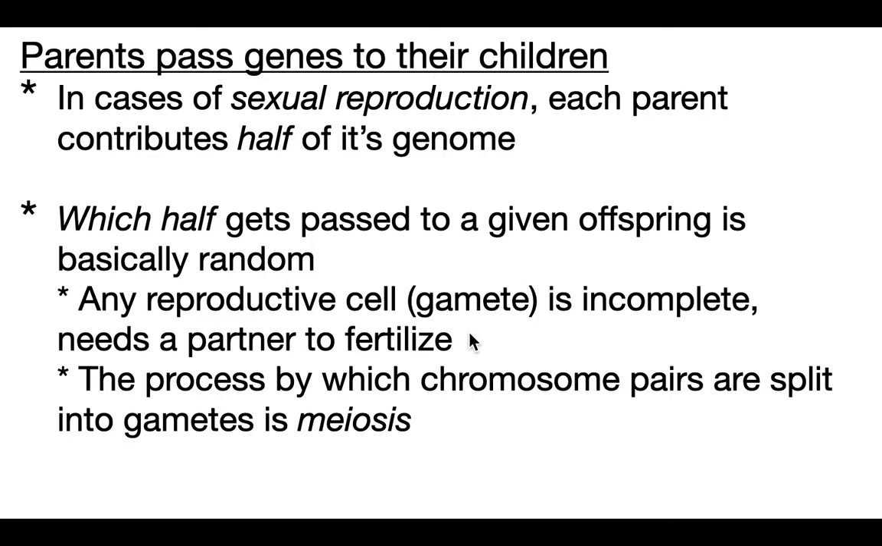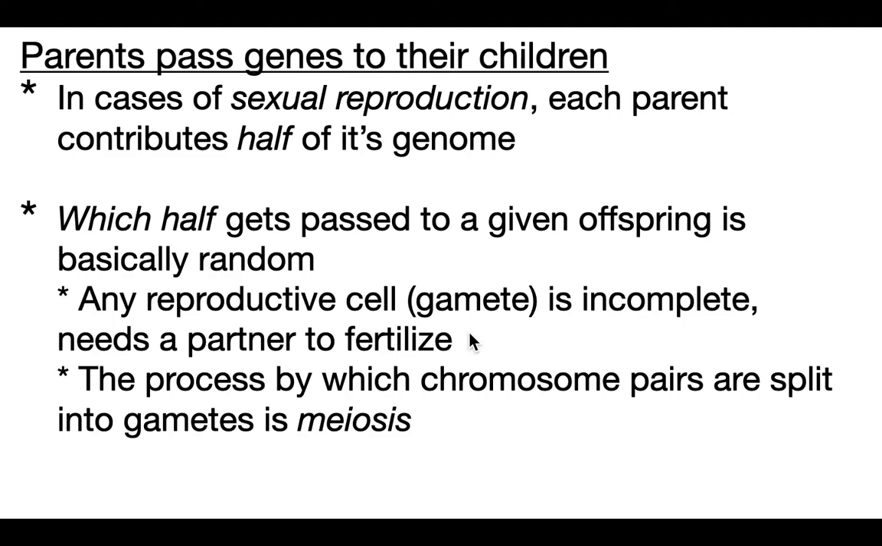I'm going to make a lot of references to sperm and eggs, very likely, because that's what we best understand. But understand also that when we talk about sperm and eggs, we're really talking more broadly about gametes, also in plants and in fungi. Gametes don't become individuals of themselves. They have to fertilize with a compatible partner gamete. In the case of animals, that would be a sperm and an egg. The process by which those chromosome pairs are split into gametes is called meiosis.